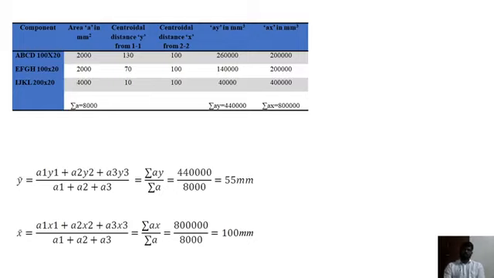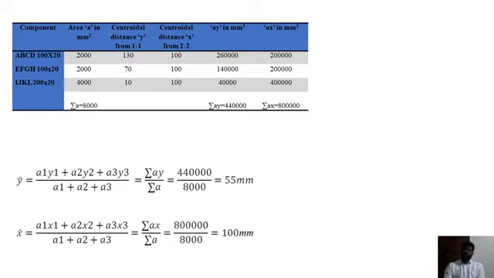Now area into all the y values. A1 y1 is equal to 2,60,000, A2 into y2 is equal to 1,40,000, then A3 into y3 is equal to 40,000. Similarly, all the values of A into x: A1 x1 is equal to 2 lakh, A2 x2 is equal to 2 lakh, A3 x3 is equal to 4 lakh.